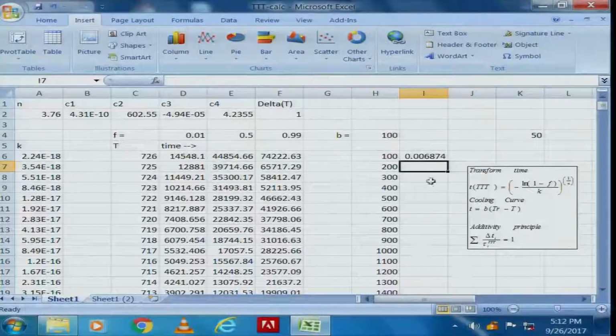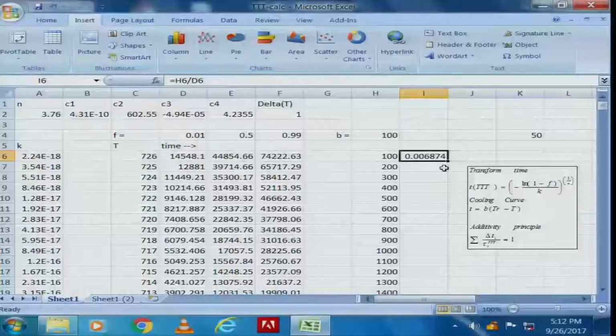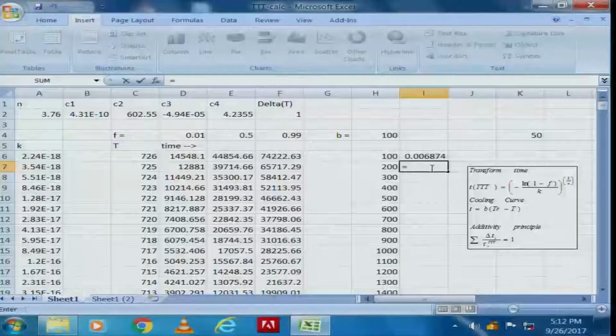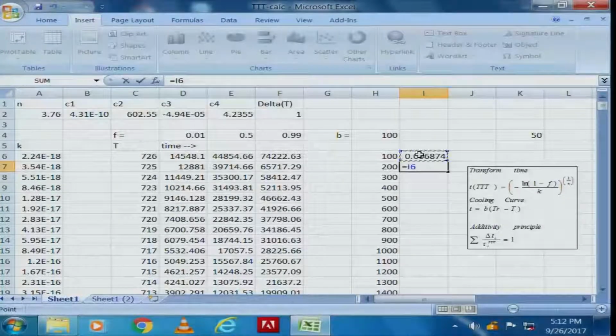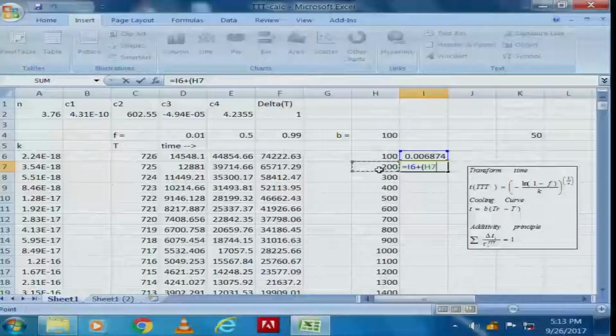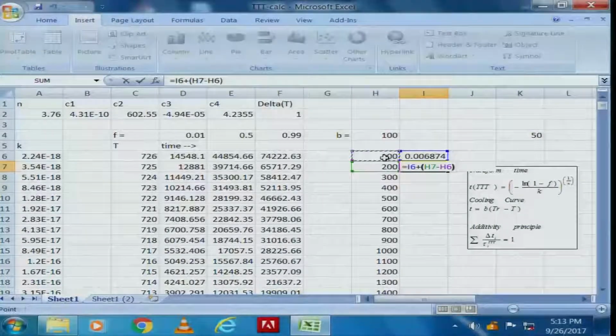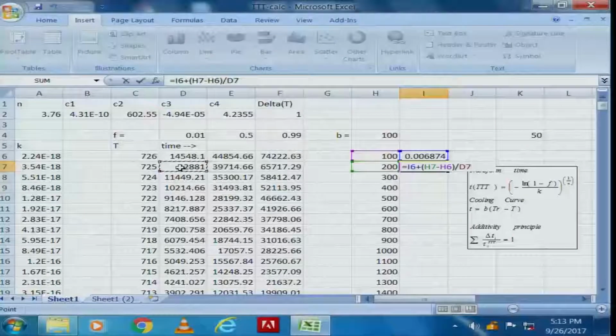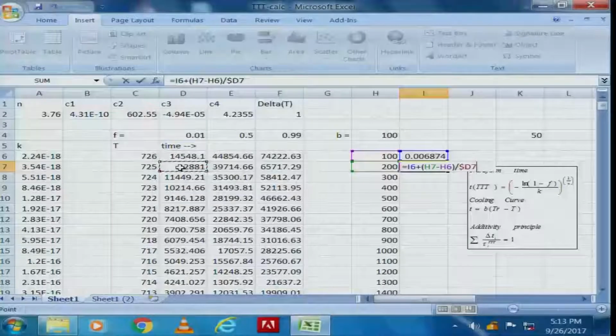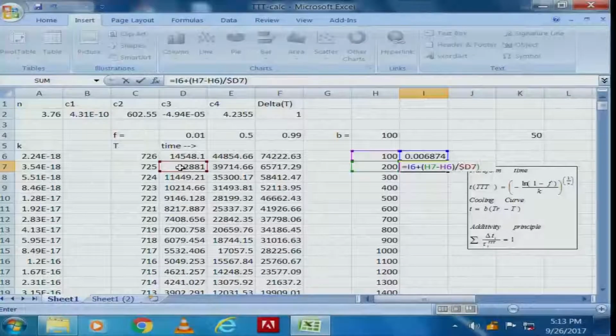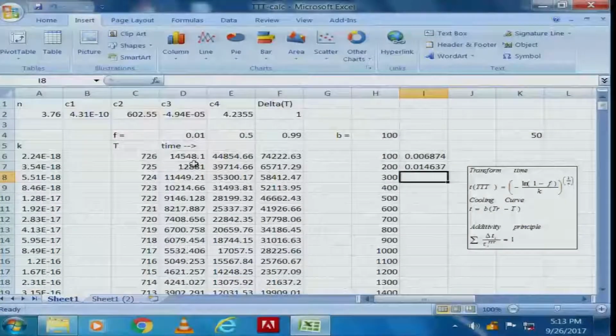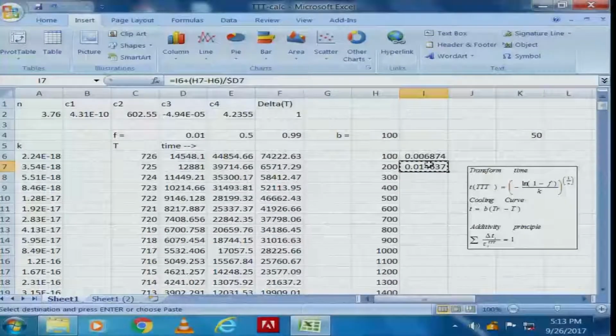So, this brings me to a very small fraction, as you can see at the temperature of 726, only a small fraction has gone. Next formula would be add the previous fraction, so that I can get the summation taking place, plus what is delta Ti? Well, delta Ti is H7 minus H6, divided by the time for 1%, and let me anchor the column, the dollar sign at D, and that is it, this becomes 0.014, and all I do now is simply copy this.